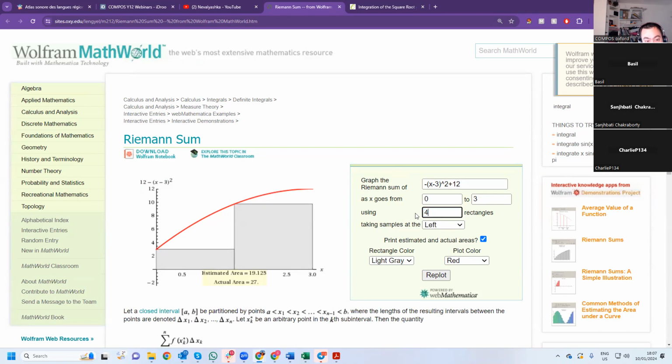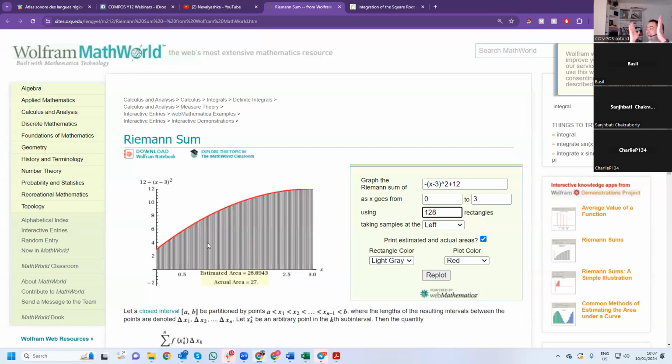If I use 4 rectangles, I get closer to the actual area. The actual area is 27. The estimated is 23. If I use 8 rectangles, I get even closer. And with 16 rectangles, I wonder how many I can do. What if I do 128? Ooh, 26.9 and 27. So really, really close. So this is what I'm doing. I'm making the rectangles narrower.